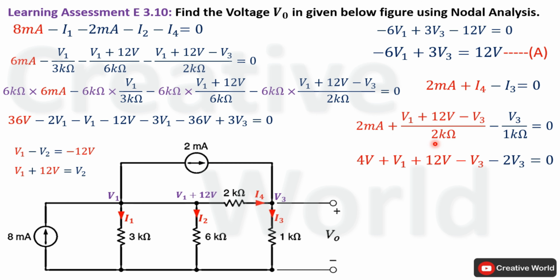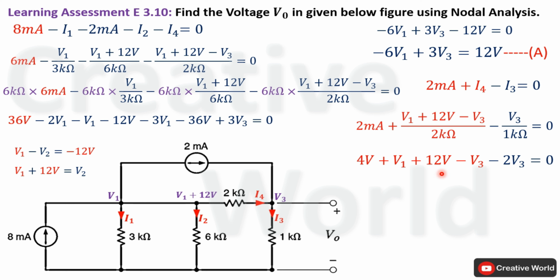The product of 2 kilo ohm and 2 milliampere will result in 4 volt, milli will cancel out with kilo. Here the product of 2 kilo ohm will cancel out with 2 kilo ohm in the denominator, only V1 plus 12 volt minus V3 will be left. And here the product of 2 kilo ohm will cancel out with 1 kilo ohm in the denominator, only 2 will be left, and that 2 will be multiplied with V3, it will become minus 2V3.